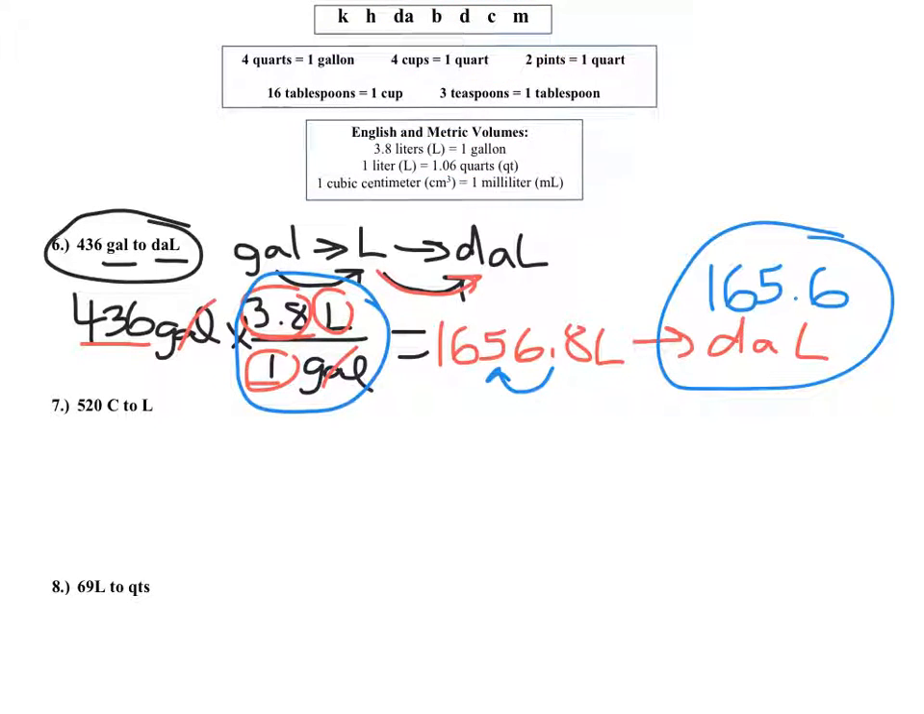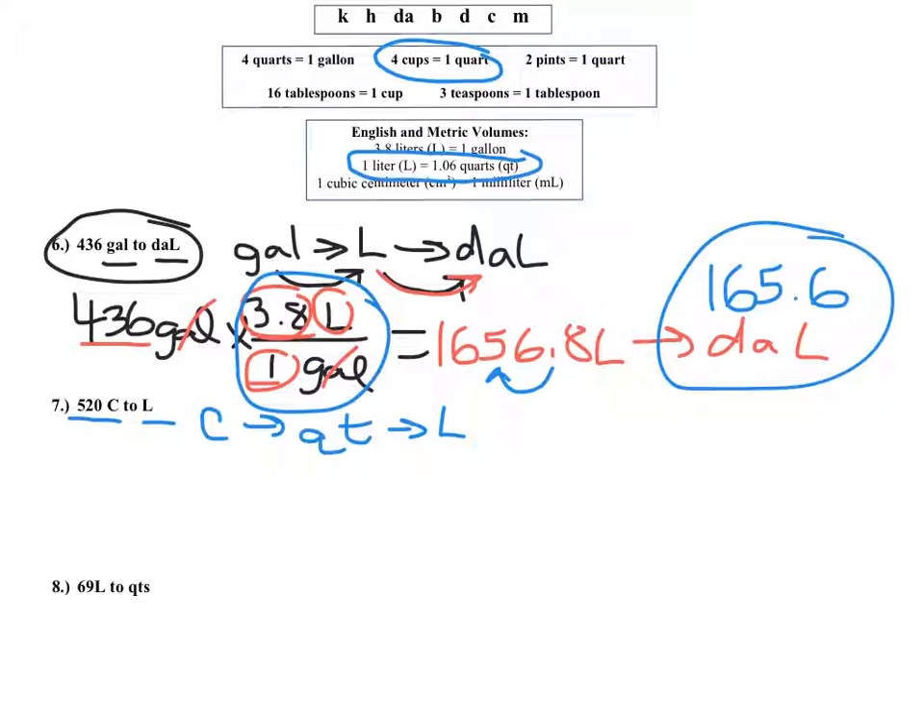Now if we look at question number 7, it looks like you're going to go from cups to liters. But unfortunately, there's no cups to liters specifically. So we have to figure out a way to get from cups to liters. Let's see. I can do cups to quarts, and if I'm in quarts, I can then do quarts to liters. So it looks like that's going to be my game plan. I'm going to go from cups, convert to quarts, and then from quarts, I'm going to convert to liters. All right, so let's do that.